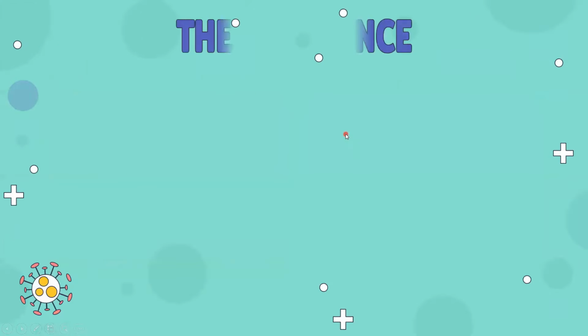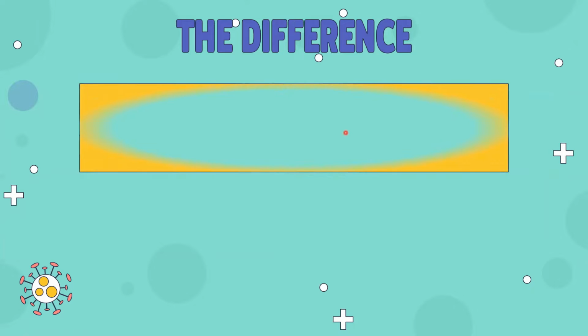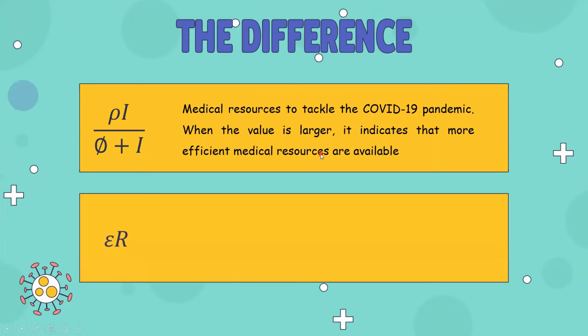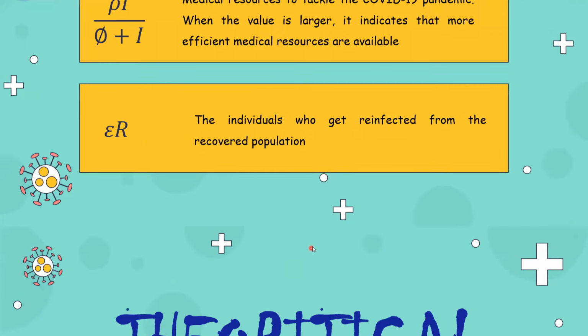The difference between the SIR model and SIRS model is that the first parameter is phi I over P plus I, which is medical resources to tackle the COVID-19 pandemic. When the value is larger, it indicates that more efficient medical resources are available. Next one is epsilon R, the individuals who get reinfected from the recovered population.